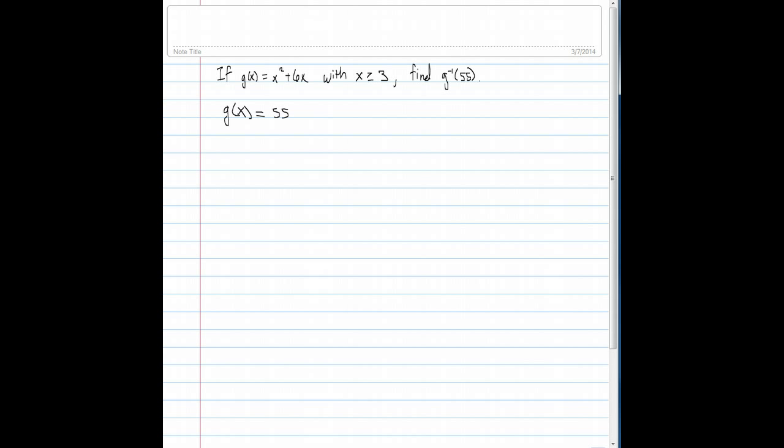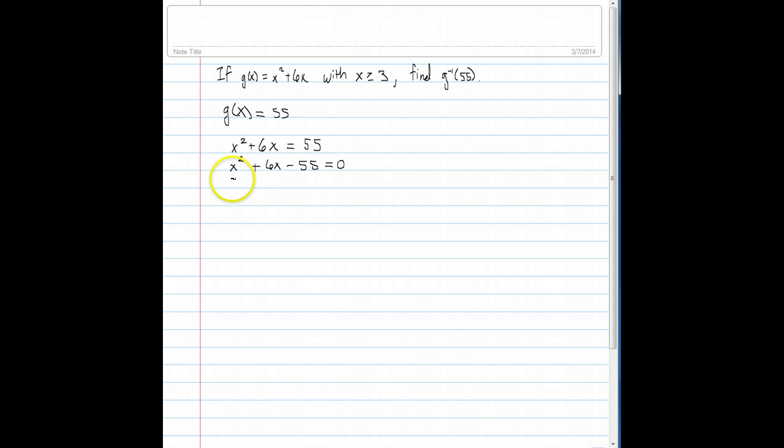So we have an expression for g of x, which is x squared plus 6x, and we know that equals 55 because we're asking specifically when this function's output is 55. So we're going to go x squared plus 6x equals 55. And we're going to solve this. So we subtract 55 from both sides. It gives us x squared plus 6x minus 55 equals 0.